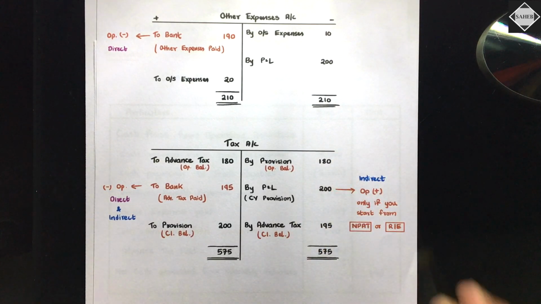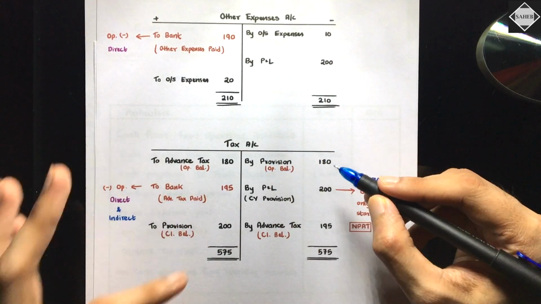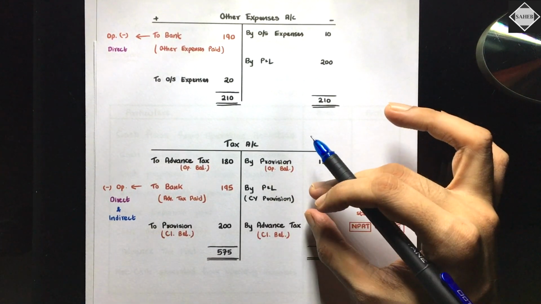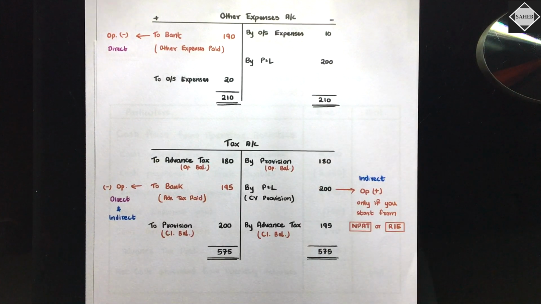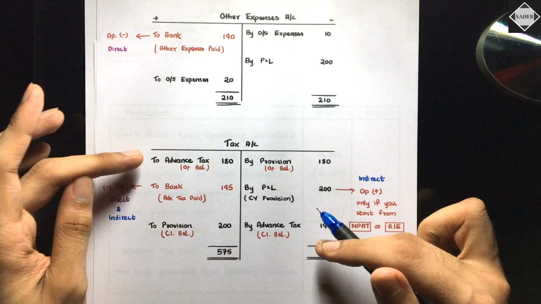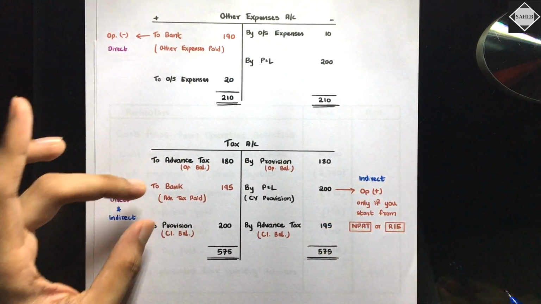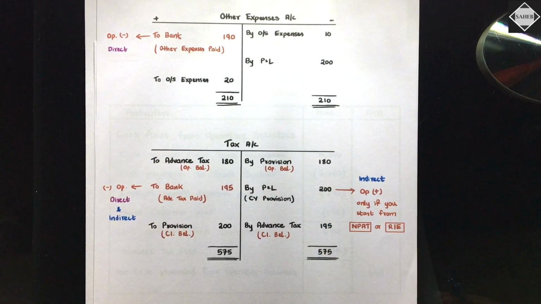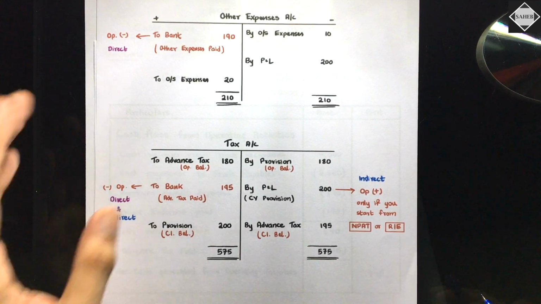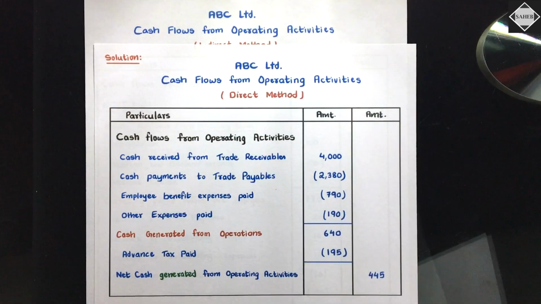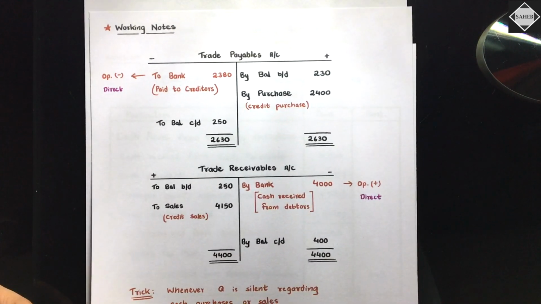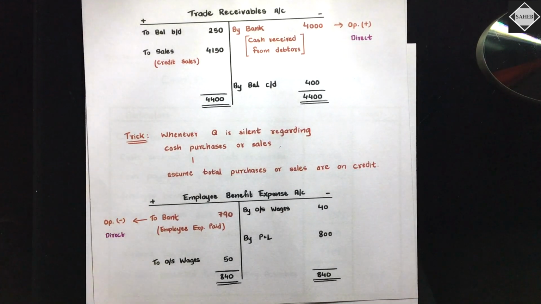The provision for tax account, opening provision, closing provision, we got that from the balance sheet. This we got from the P&L, isn't it? Current year provision, current tax they told over there. And then advance tax, opening and closing balance, this also we got from the balance sheet. And then the balancing figure was the tax paid, right? In both direct as well as indirect, we will subtract it at last. Is it clear? Simple and straightforward. And then these were the working notes, trade payables and trade receivables, and here employee benefit expenses.